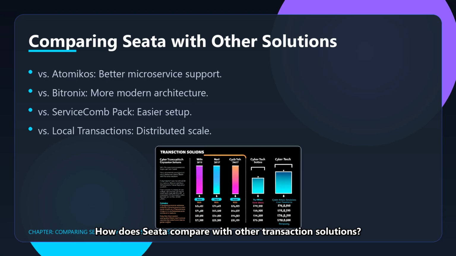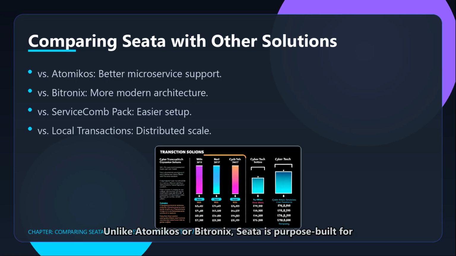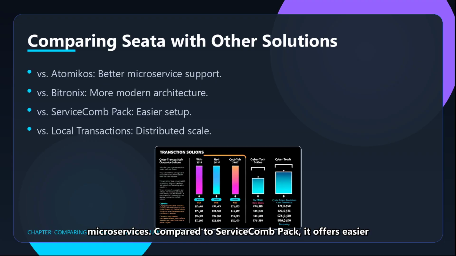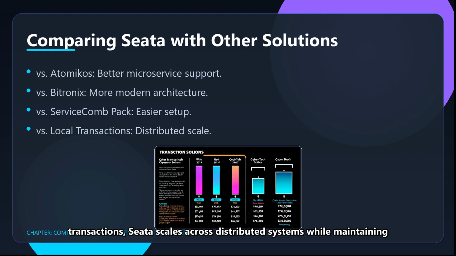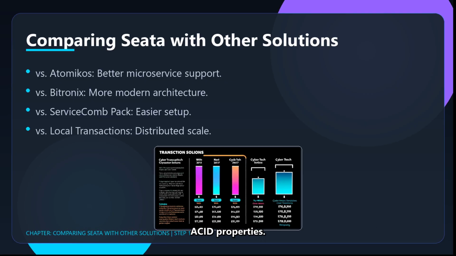How does Seata compare with other transaction solutions? Unlike Atomikos or Bitronix, Seata is purpose-built for microservices. Compared to ServiceComb Pack, it offers easier setup and broader community support. And unlike local transactions, Seata scales across distributed systems while maintaining ACID properties.